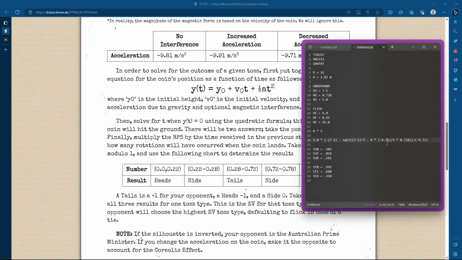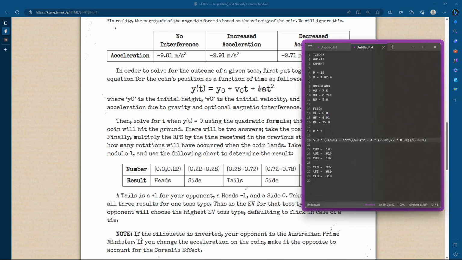So for these, I would keep these as the... First, I would start out with no acceleration change. Make that negative 9.81. And then change all the other values. So like this one is B, which was the initial velocity. So that would be changed to a 6.0. C would be changed to the height flick, which is 0.91.